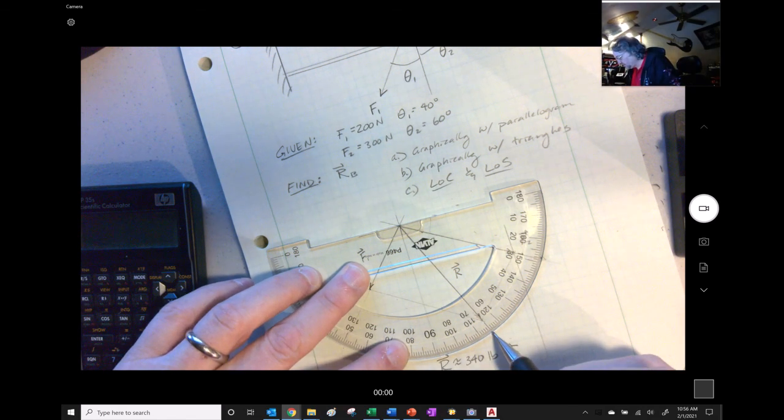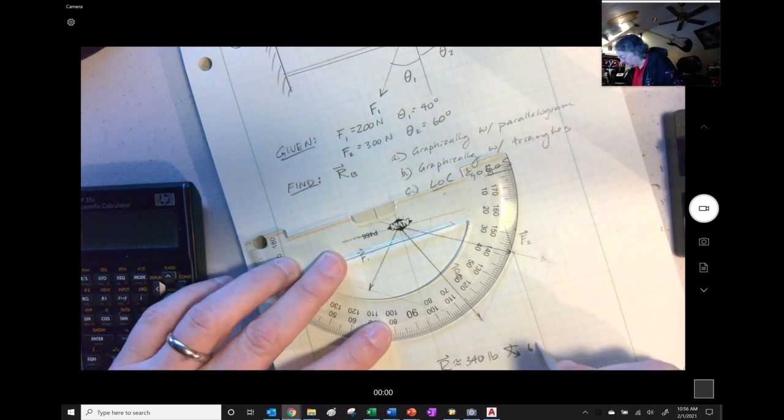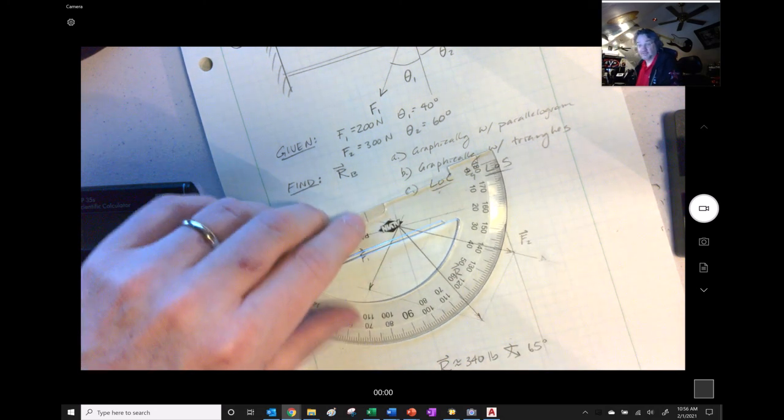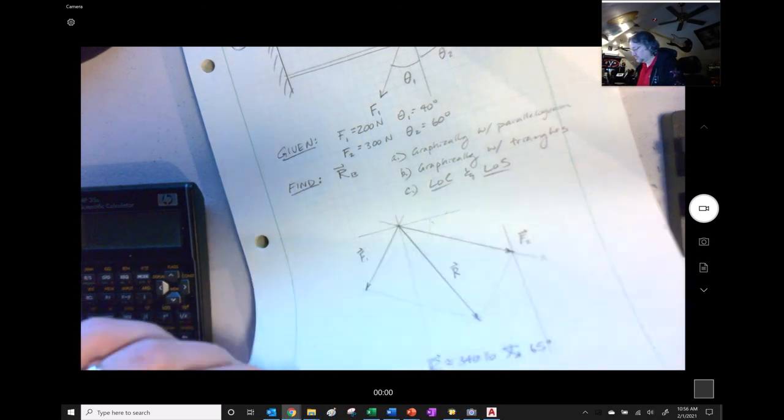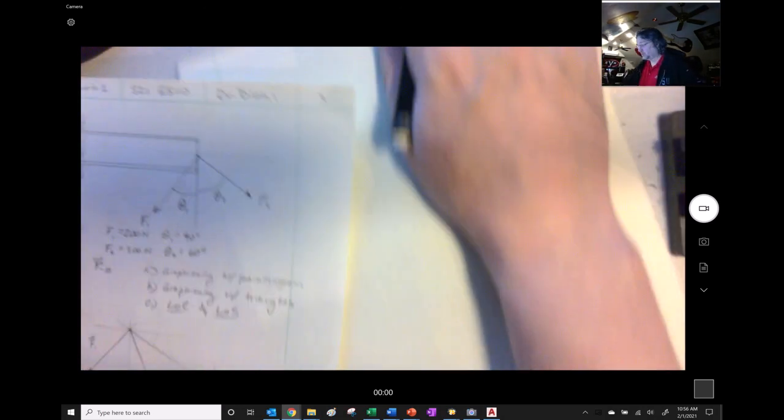That looks to me like it's 65 degrees, believe it or not. All right, so that's going to be 65 degrees. Okay. So let's go to a separate page here, and we'll write all this out. So this is going to be page 4.